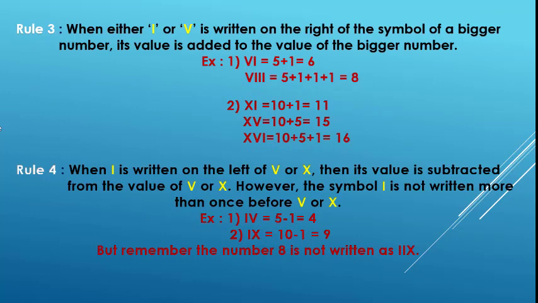Rule 3. When either I or V is written on the right of the symbol of a bigger number, its value is added to the value of the bigger number. It means when I or V is on the right hand side of the bigger number, its value is added to the bigger number.